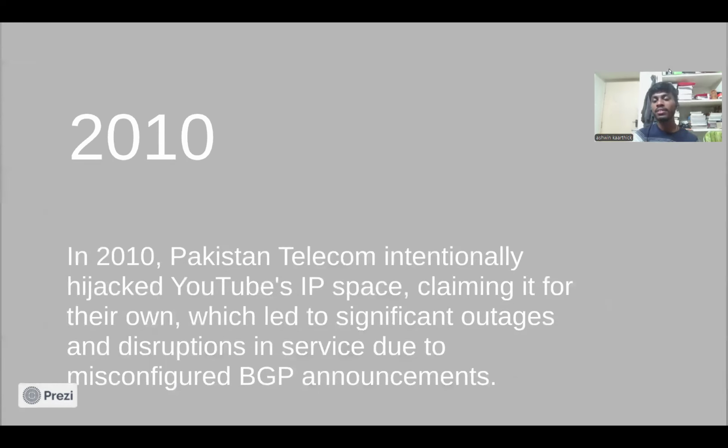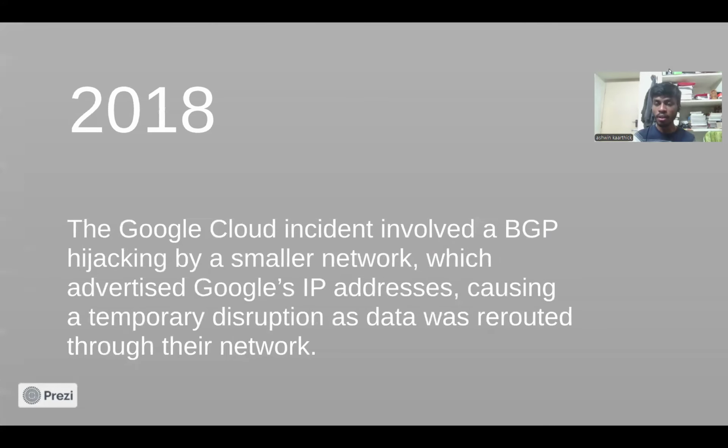In 2010, Pakistan Telecom intentionally hijacked YouTube IP space, claiming it for their own, which led to significant outages and disruption in service due to the misconfigured BGP announcements. In recent years, in 2018, the Google Cloud incident involved a BGP hijacking by a small network, which advertised Google's IP address, causing a temporary disruption as data was rerouted through their network.